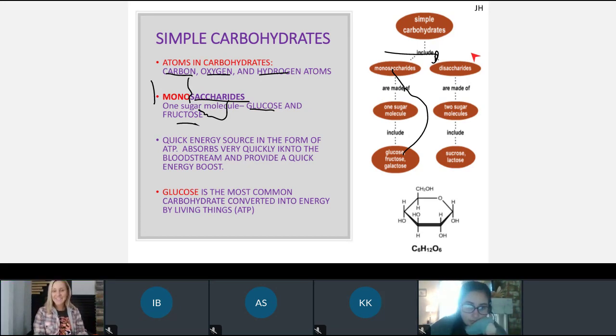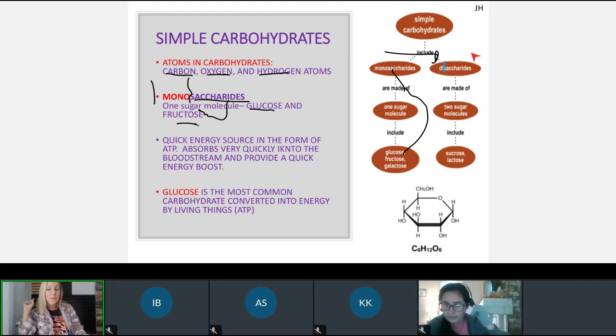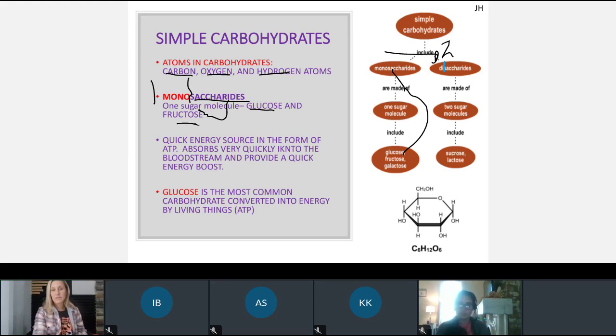You're right, Gracie. Somebody do it on the board. You got it. Yes, di. And some of you are already putting two sugars question mark on the board. You are right. All right. Disaccharides are exactly what they sound like. They are made up of two sugars. Those two sugar molecules are together and they create something.